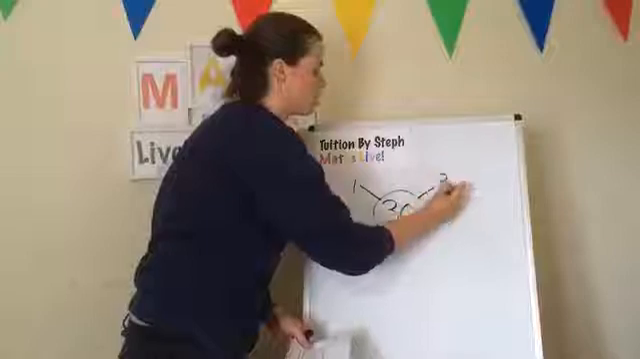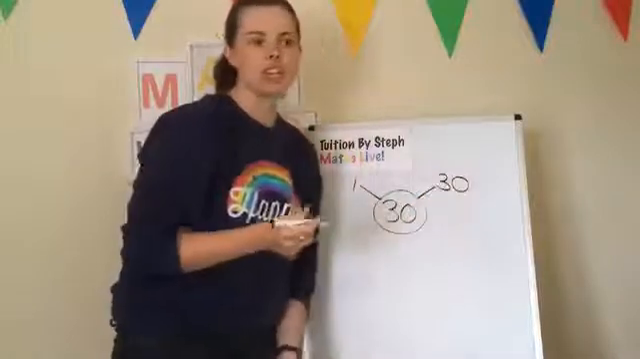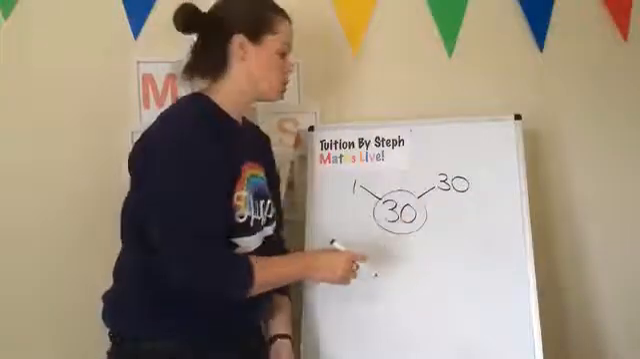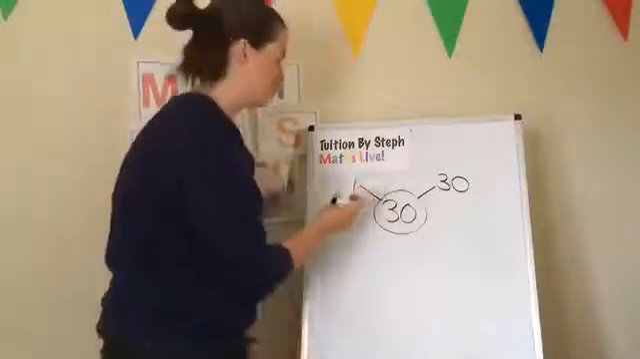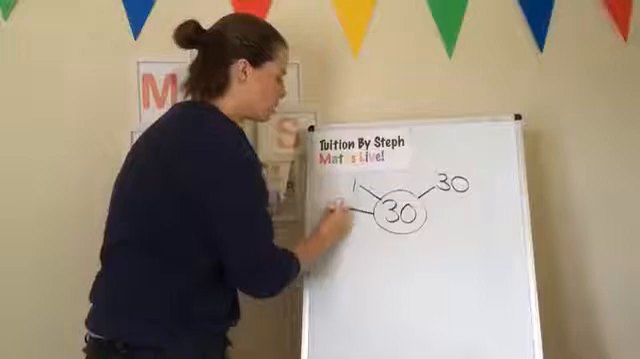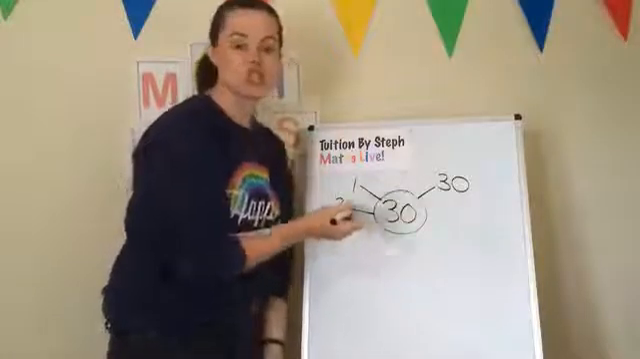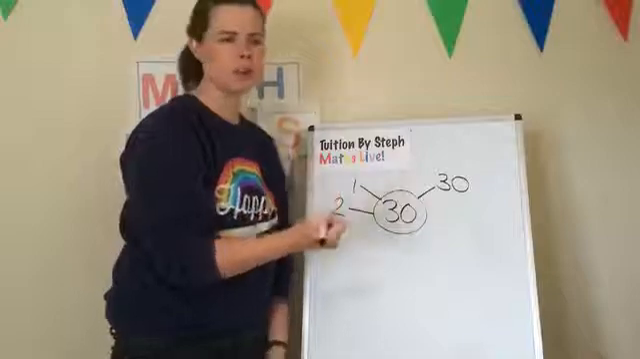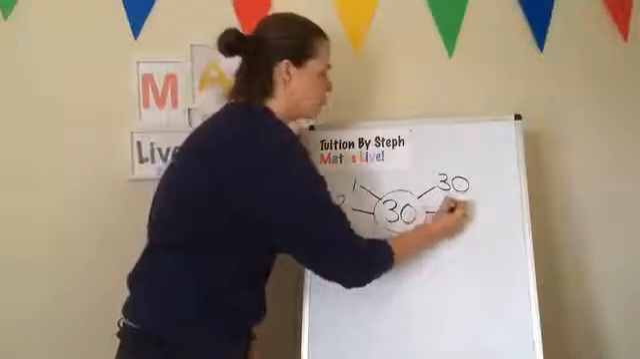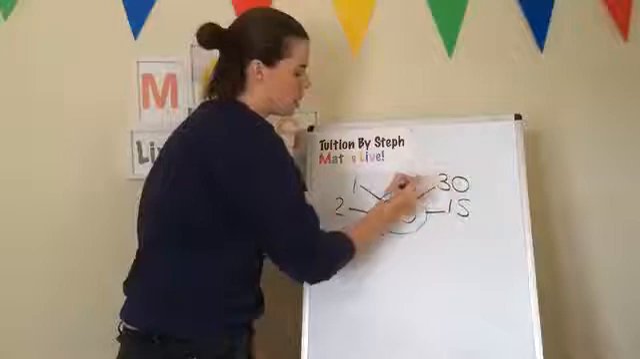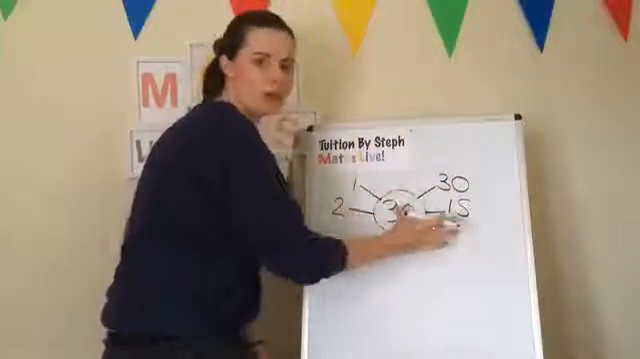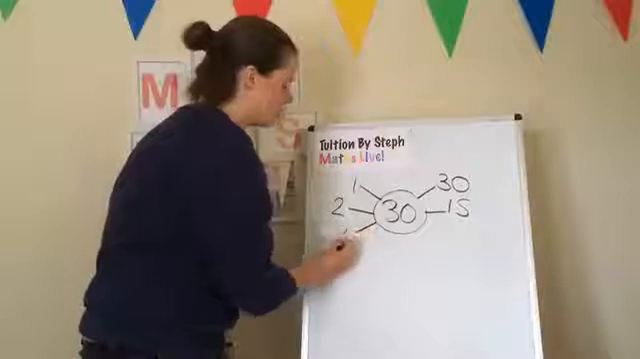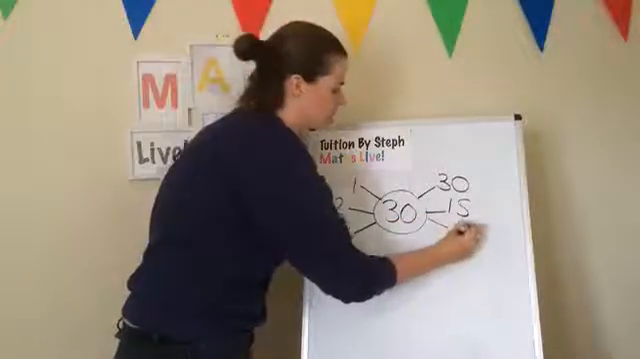So 1 and 30. And remember, factors are whatever times table your number is in. So 30 is in the 1 times table. 30 must be in the 2 times table because it is an even number. What do you times by 2 to make 30? What is half of 30? It is 15. And can you see on our spider, the legs are all matching, so you know you haven't missed any out. We know that 3 times 10 is 30.